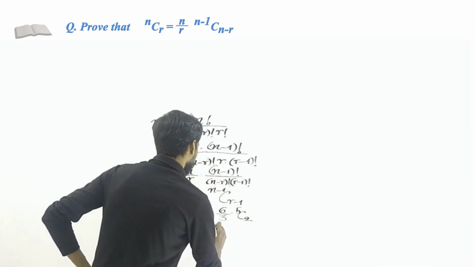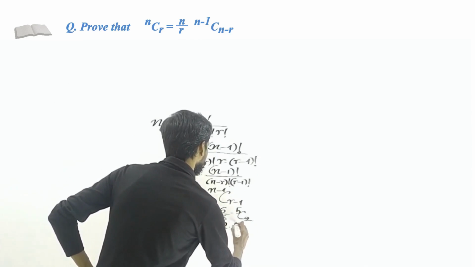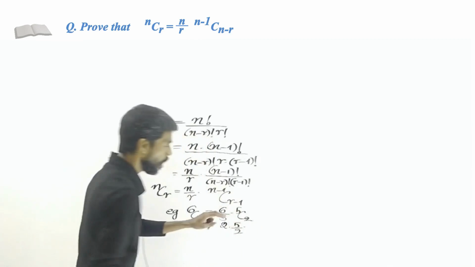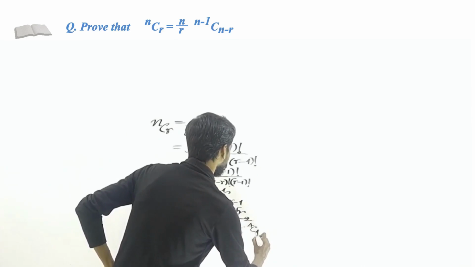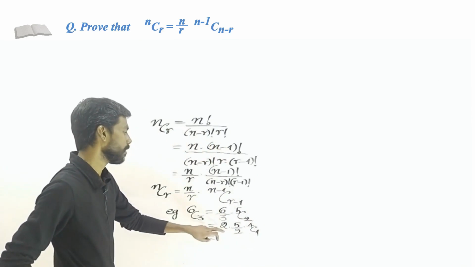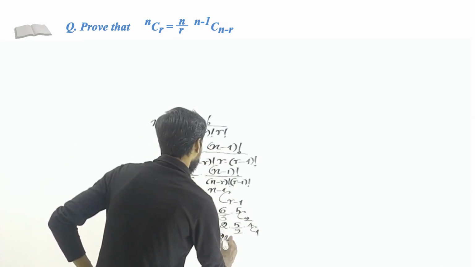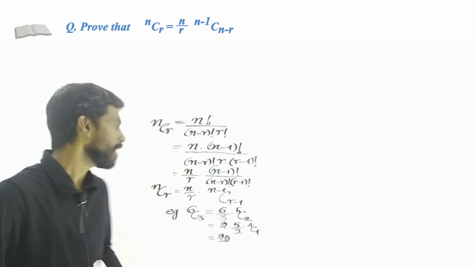So that can be further simplified. If you write the value of 5C2, that is okay. Or we can further simplify this using the same formula again: 5 by 2 multiplied by 4C1. So that is 4 multiplied by 5, which is 20. Not that to find the value of 6C3 we are going to do all this calculation, but sometimes it is required.